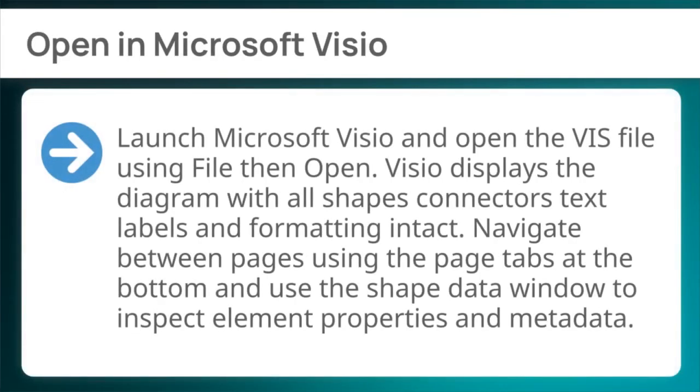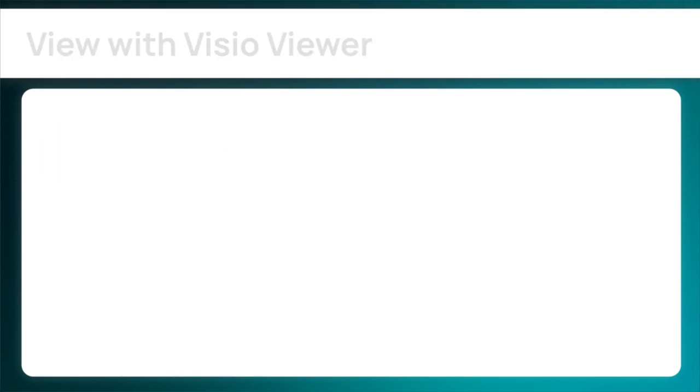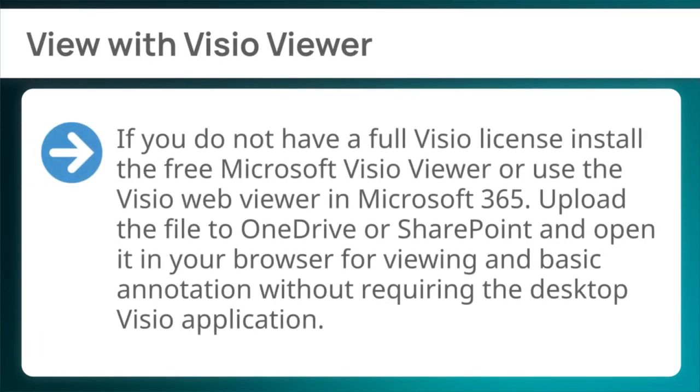Launch Microsoft Visio and open the VIS file using File, then Open. Visio displays the diagram with all shapes, connectors, text labels, and formatting intact. Navigate between pages using the Page tabs at the bottom and use the Shape Data window to inspect element properties and metadata.